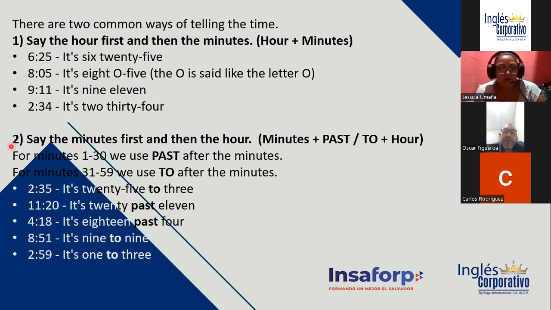Now, the form number two. La forma número dos es un poquito tricky, un poquito de prestarle más atención. Why?